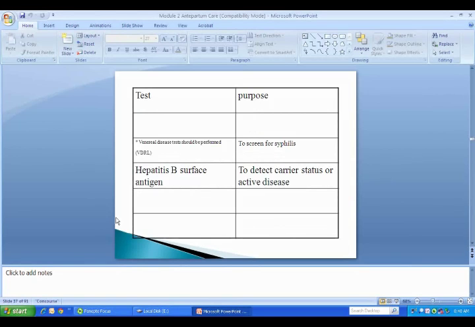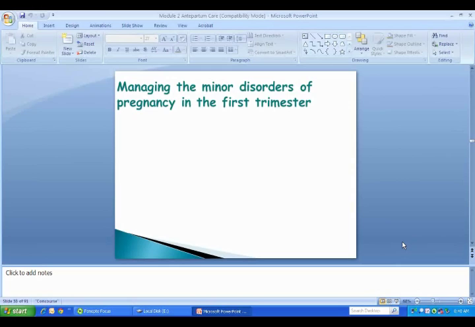We check the hepatitis B, and again, we can do another test for screening for syphilis. Managing the minor disorders of pregnancy.